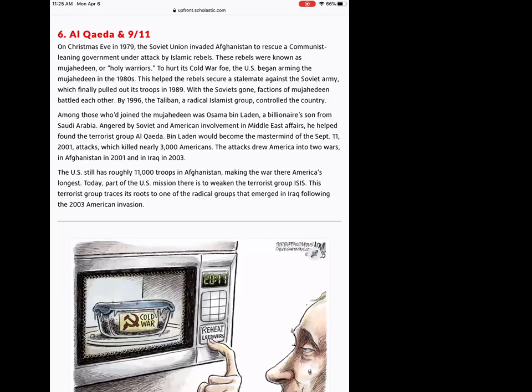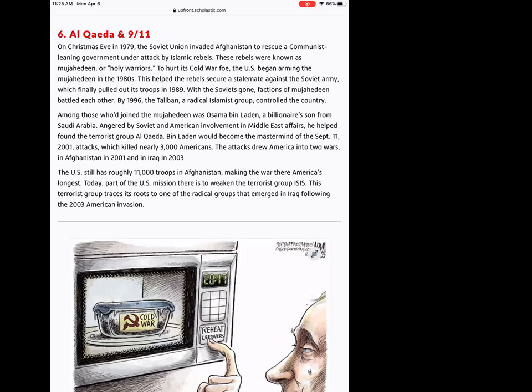This helped the rebels secure a stalemate against the Soviet army, which finally pulled out its troops in 1989, so 10 years later. With the Soviets gone, factions of Mujahideen battled each other. By 1996, the Taliban, a radical Islamist group, controlled the country. Among those who joined the Mujahideen was Osama bin Laden, a billionaire son from Saudi Arabia. Angered by the Soviet and American involvement in Middle East affairs, he helped found the terrorist group Al-Qaeda.